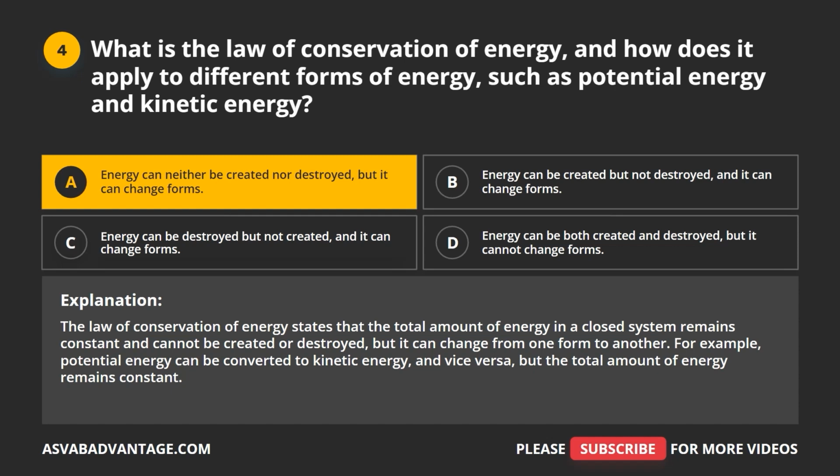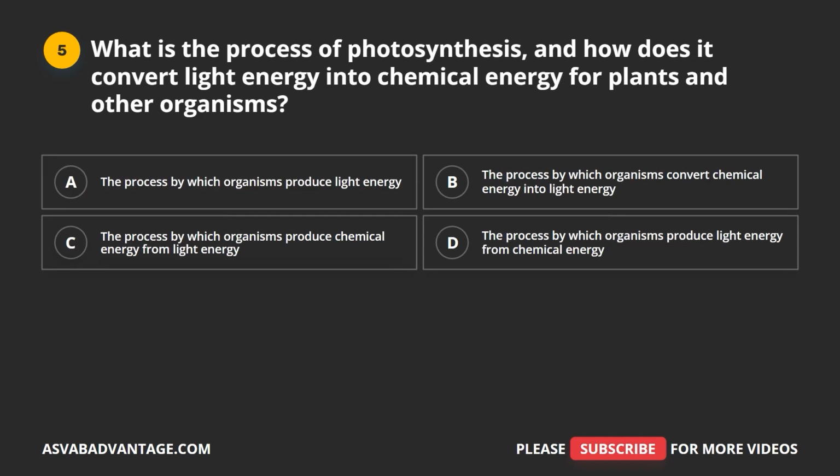Question 5. What is the process of photosynthesis, and how does it convert light energy into chemical energy for plants and other organisms? A. The process by which organisms produce light energy. B. The process by which organisms convert chemical energy into light energy. C. The process by which organisms produce chemical energy from light energy. D. The process by which organisms produce light energy from chemical energy. The correct answer is C.